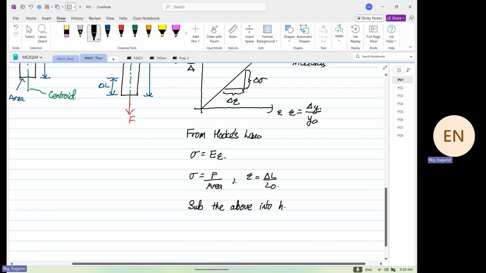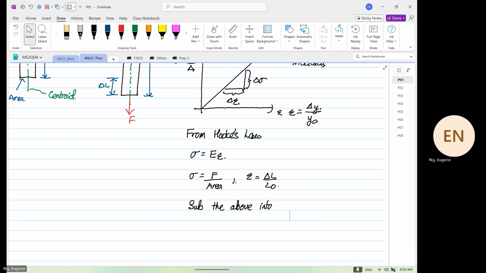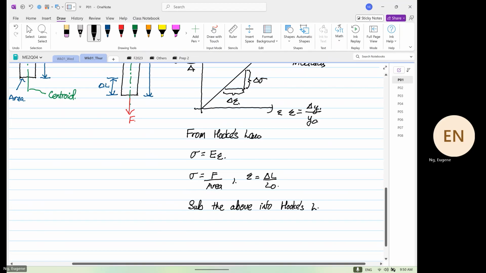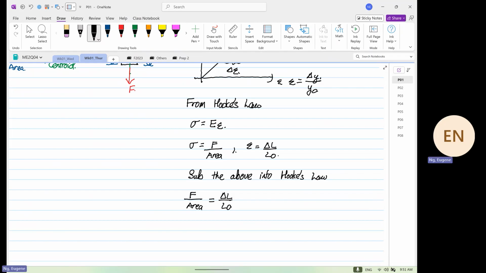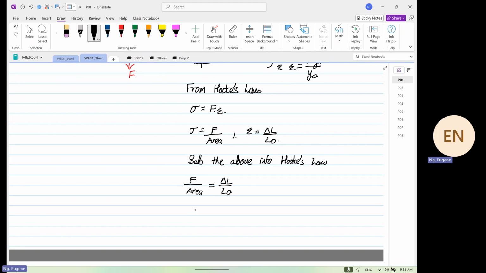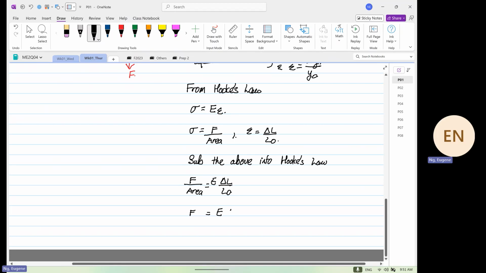Into Hooke's law. And what we get is force divided by area is equal to delta L over L naught. Okay. And then finally, we can have an expression that delta L or force is equal to force divided by area, I missed an epsilon down here. So epsilon multiplied by area, delta L divided by L naught.